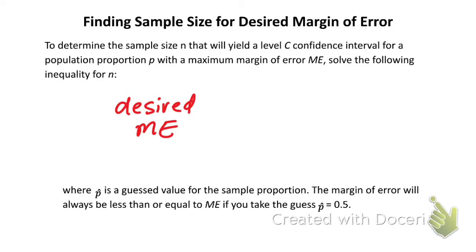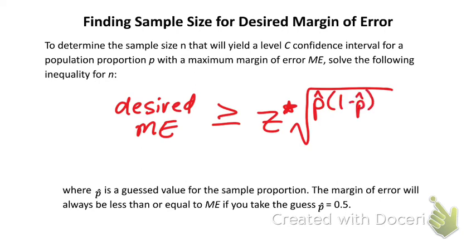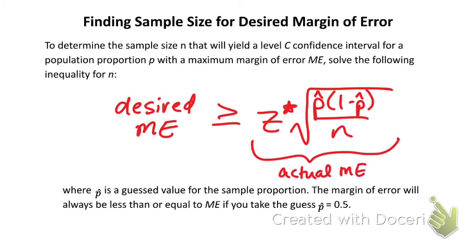So I come up with my desired margin of error. That means that the actual margin of error, which is made up of the Z-star critical value and the standard error, so just real quick, this is the actual margin of error. If I want my desired margin of error to be something, then I want that desired margin of error to be bigger than or at least equal to the actual margin of error. So I'm trying to figure out here if I want to be a certain percent confident and I want to be within a certain margin of error, how many people should I talk to?